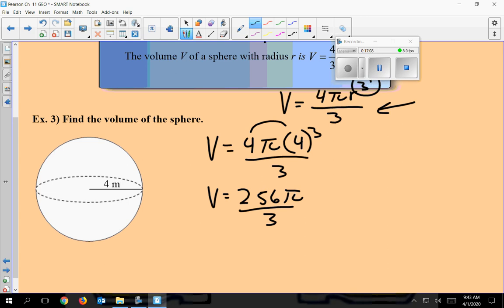But if I was going to multiply that out, 256 times pi, so 3.14, and then I divide that by 3, I get approximately 267.9. Okay, the units was meters, so meters cubed, because I'm finding volume. Okay. All right, so that's how you do that.